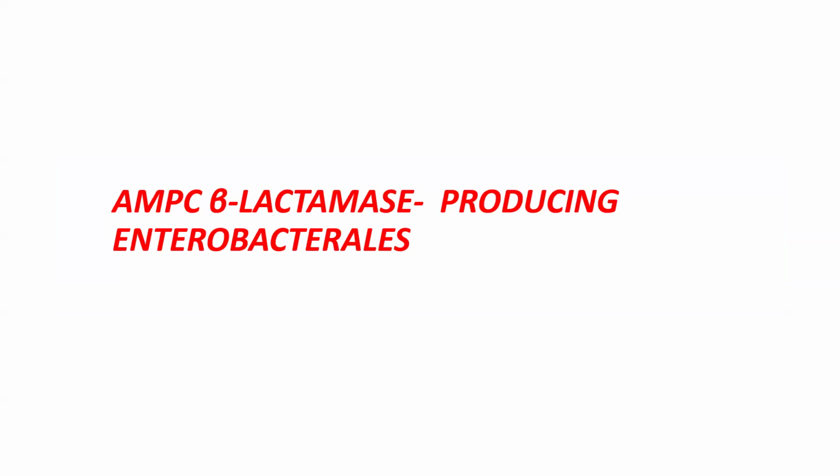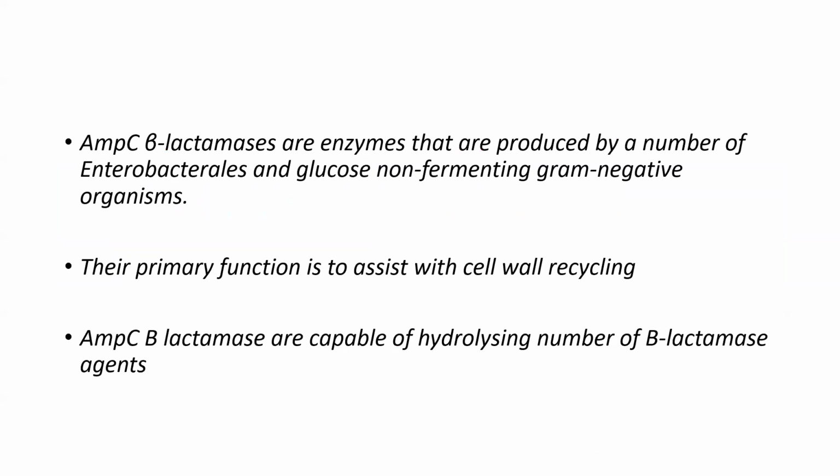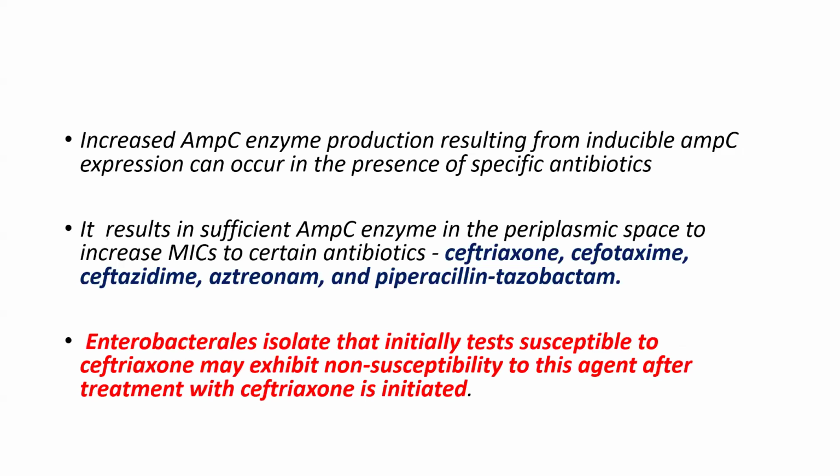Then the next class is AmpC, that is AmpC beta-lactamase producing Enterobacterales. AmpC beta-lactamases are enzymes produced by a number of Enterobacterales and glucose non-fermenting gram-negative organisms. The main function of AmpC is to assist with cell wall recycling. AmpC beta-lactamases are capable of hydrolyzing a number of beta-lactam agents. Increased AmpC enzyme production results from inducible AmpC expression that can occur in the presence of specific antibiotics. And what are the specific antibiotics? It is ceftriaxone, cefotaxime, ceftazidime, aztreonam, and piperacillin-tazobactam.